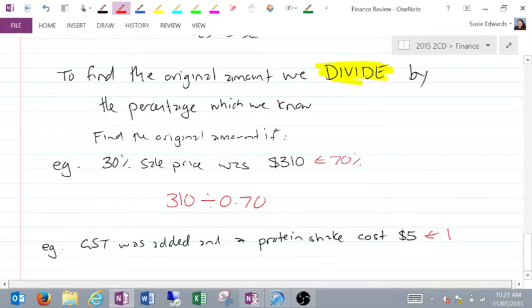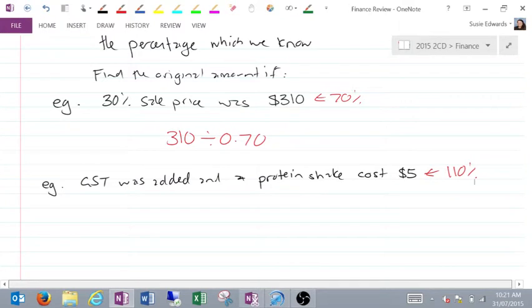Okay, it's 110%. So therefore, how do we find it? We're going to do a few examples of this so you can get it. Okay, we go $5 divided by... not 0.9. What's the percentage? 1.10. It's 110%. If I divide by 110%, I get what 100% is. If you divide by 11, you get what 10% is. If you divide by 11 times by 10, you'd be right.